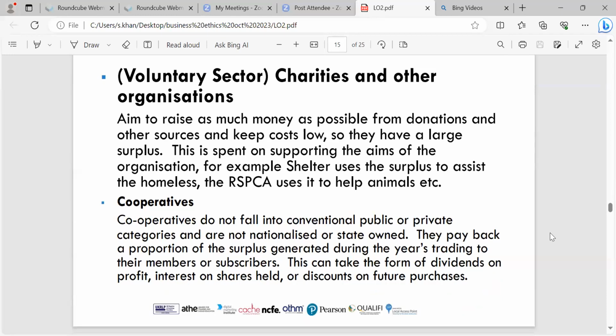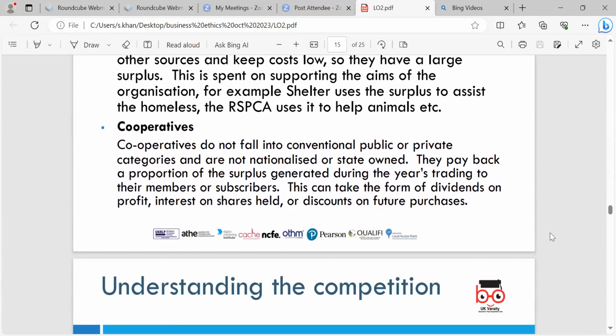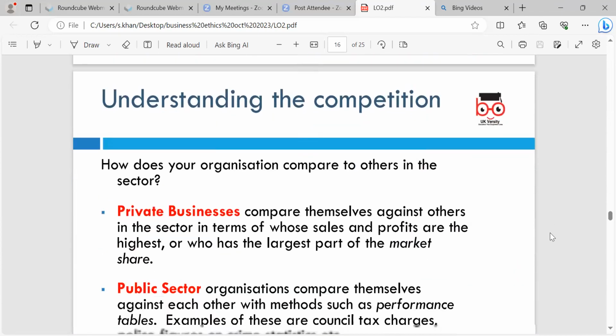Cooperatives do not fall into conventional public or private categories and are not nationalised or state-owned. They pay back a proportion of the surplus generated during the year's trading to their members or subscribers. This can take the form of dividends on profit, interest on shares held, or discounts on future purchases.